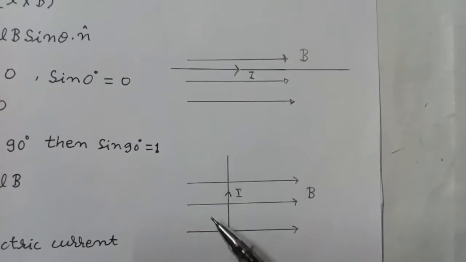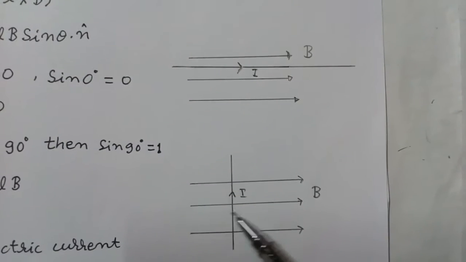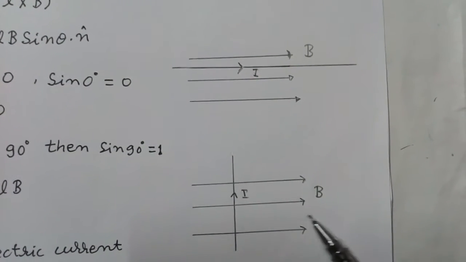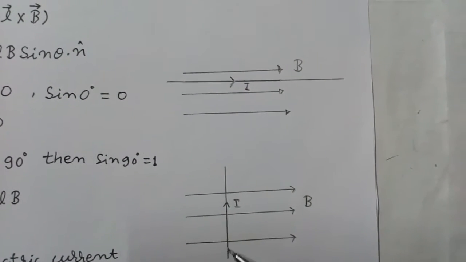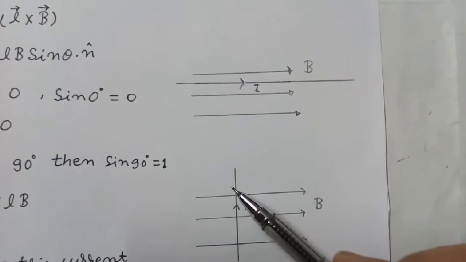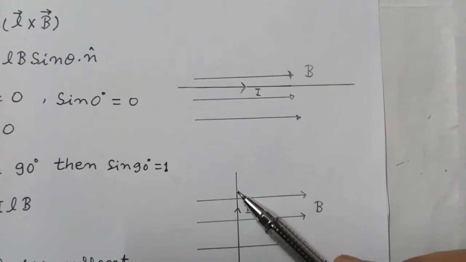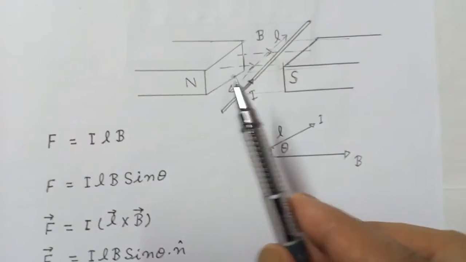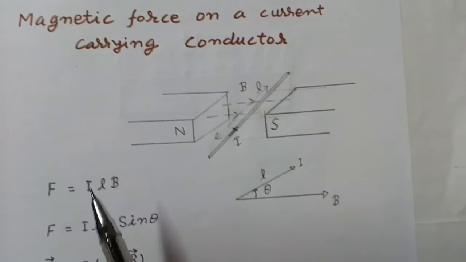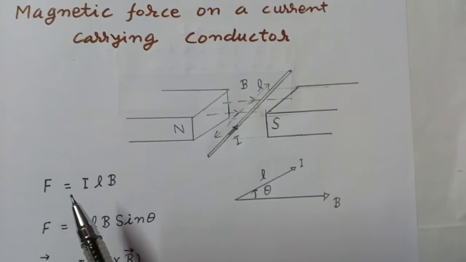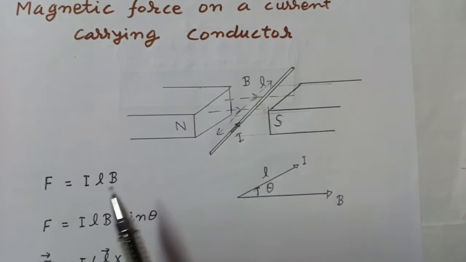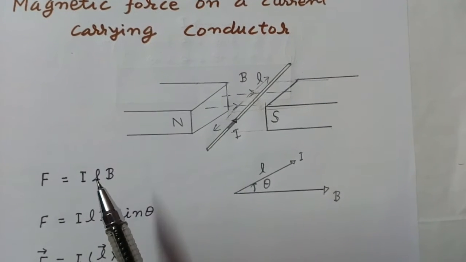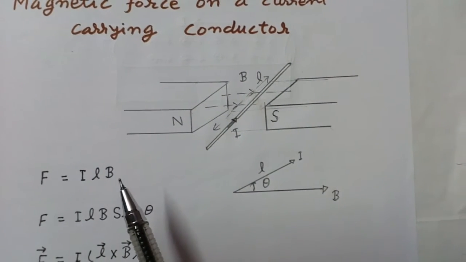Now if this wire is kept perpendicular to the direction of magnetic field like this, suppose this is magnetic field and this is conductor, current I is flowing through it and its L length is inside the magnetic field, then a force F which is acting on it is given by the formula ILB, where I is current, L is length of the wire and B is magnetic field.